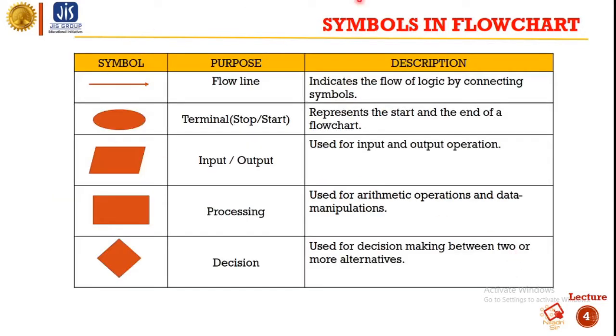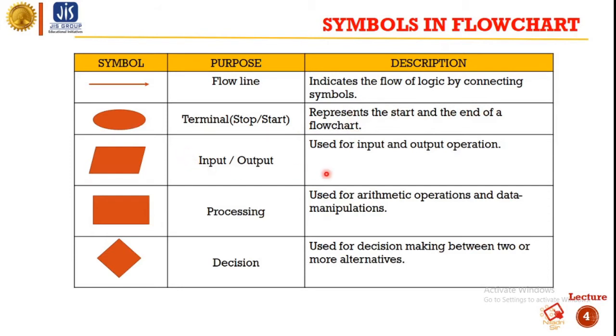As you can see, these are the basic symbols in a flowchart. This is the flow line. This indicates the flow of logic by connecting symbols. The next one is terminal, stop or start. We will use this symbol to start or stop the flowchart. So it represents the start and end of the flowchart.